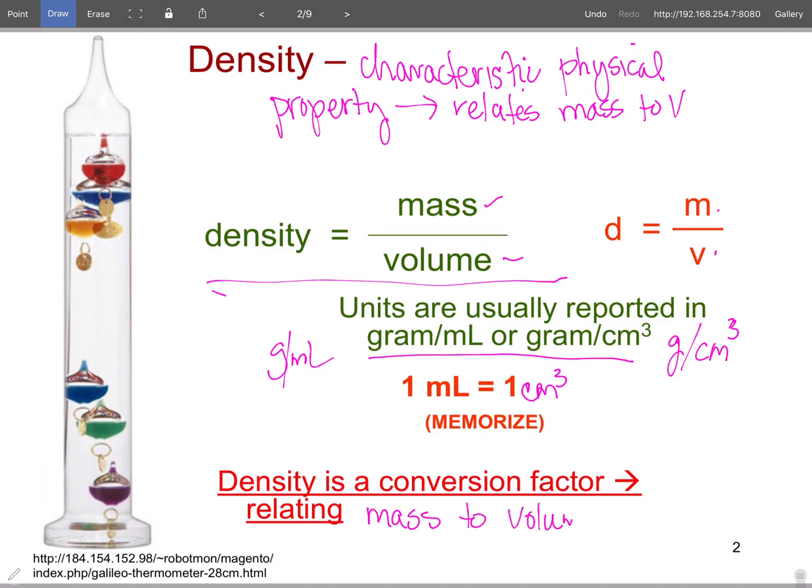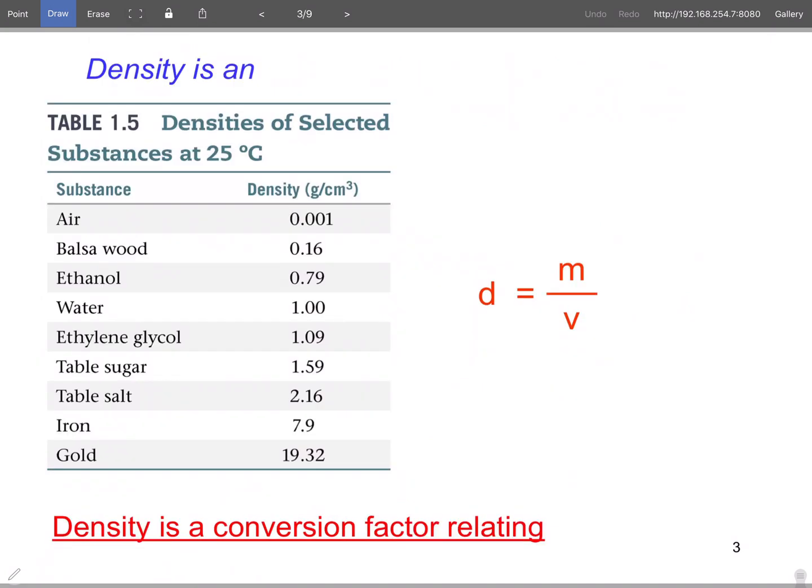Now, why is this important? Because you can go either way on that, and I've got a little more room on the next slide, so I'll show you. Now, we said density is an intensive property. So it doesn't matter how much you have of a substance, it's going to have the same density whether you have a little or a lot. It doesn't matter how much balsa wood, it's still going to be 0.1, because we're still relating mass to volume.